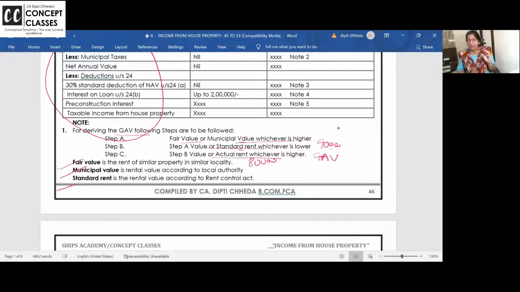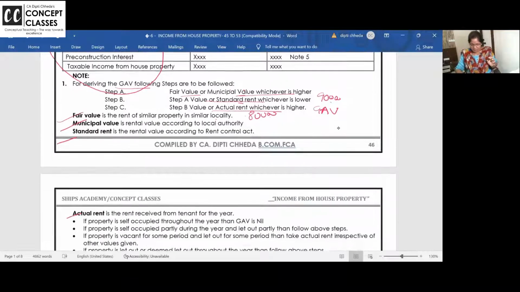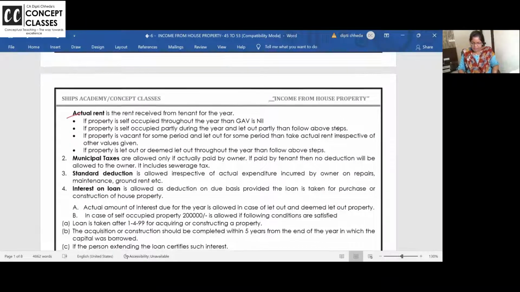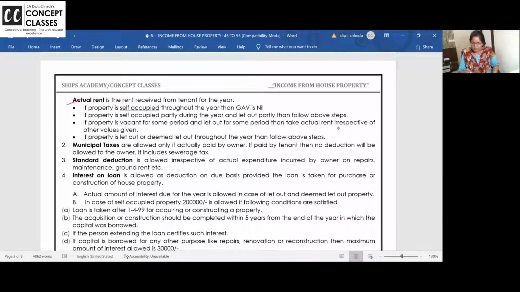Listen all of you, there may be a combination. For 3 months the property is self-occupied and for 9 months it is let out. You are staying in your own house for 3 months, and then you decided, no, now we want to give it on rent, we are moving to another house. So for self-occupied and let out combination problems also, please follow the step method. Right? Now, actual rent, do you know?